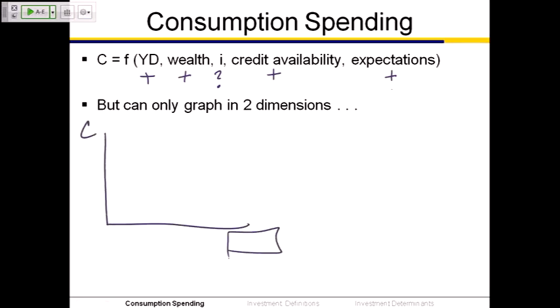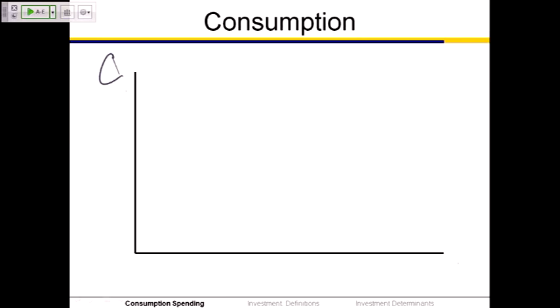If you're a math student, you can probably graph in 3 dimensions, but economists can only graph in 2 dimensions. If we were able to graph in 3 dimensions, we would all be mathematicians. So how do we usually draw this? We draw a consumption function. We put consumption on the vertical axis. We can put either income or disposable income on the horizontal axis.